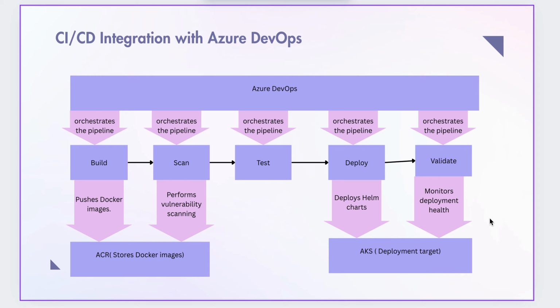The pipeline starts with a build stage where Azure DevOps compiles Java and Golang microservices and pushes Docker images to Azure Container Registry, or ACR. Next, the scan stage uses Azure Defender to check images for vulnerabilities in ACR, ensuring security for our PCI DSS compliance.